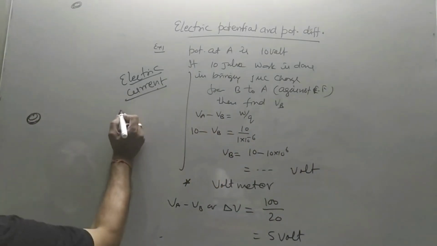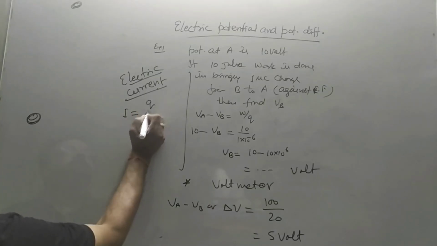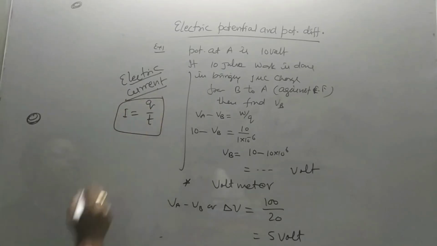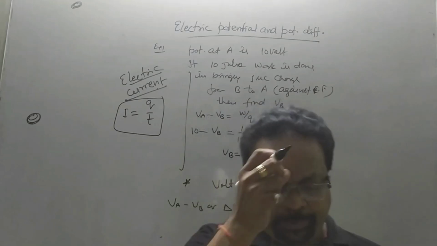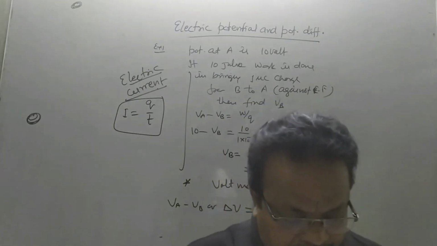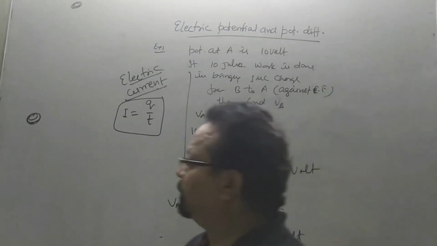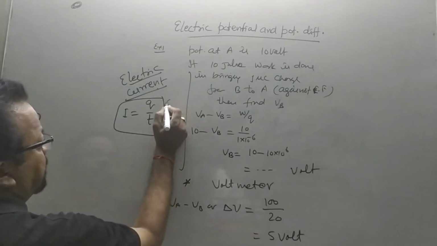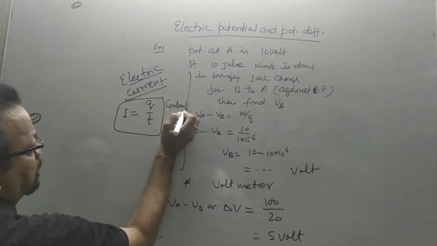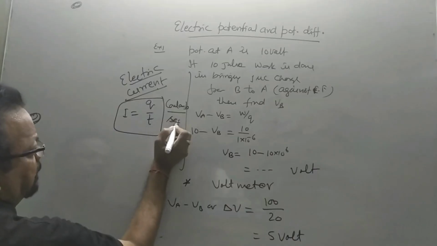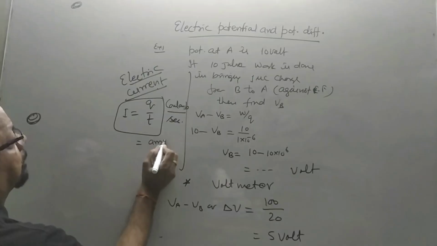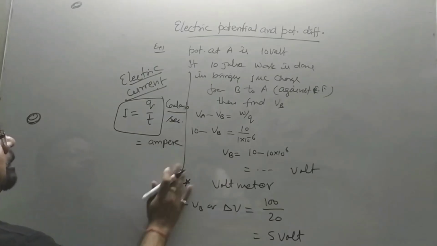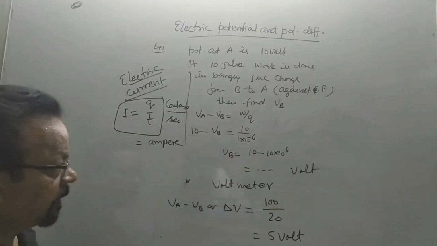Mathematically, electric current is defined as the rate of flow of charge. If Q coulomb charge flows in t seconds, then current will be Q upon t. Q means coulomb, t means second, coulomb per second means ampere. The unit of current is ampere.